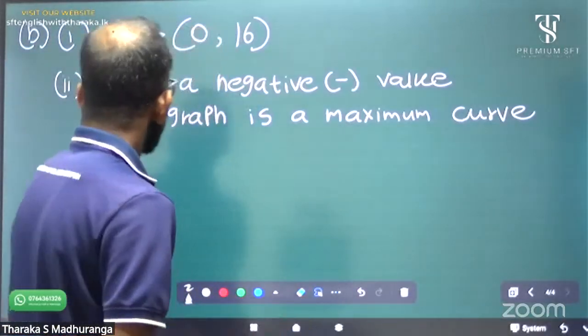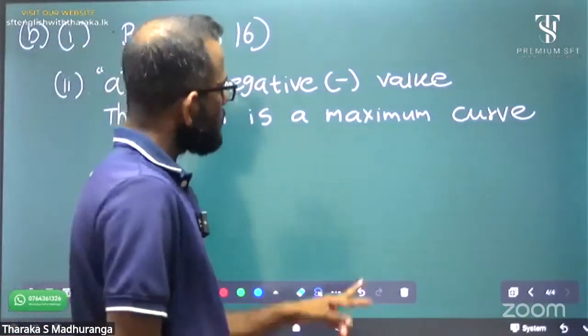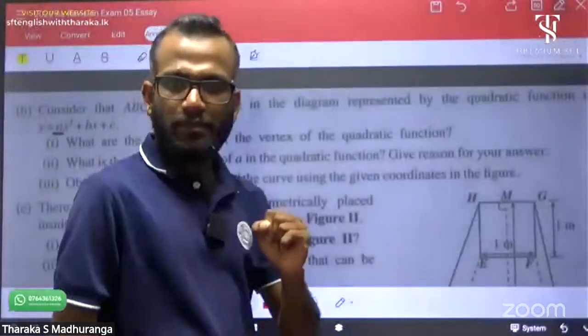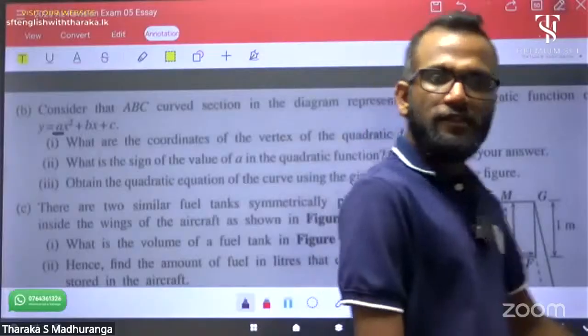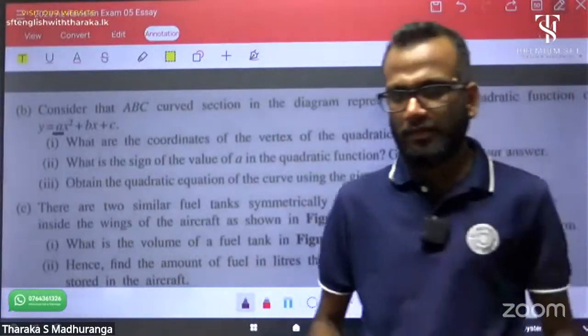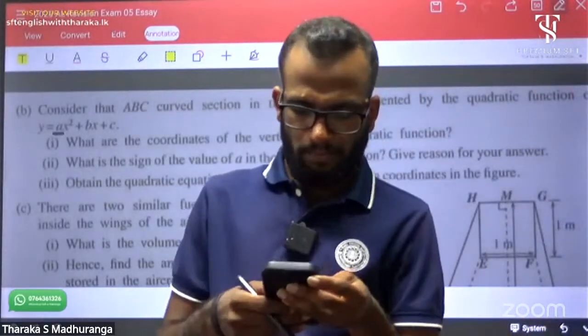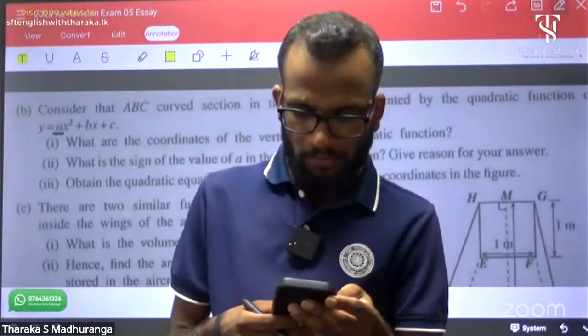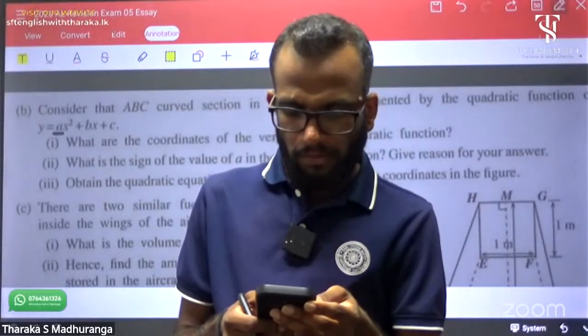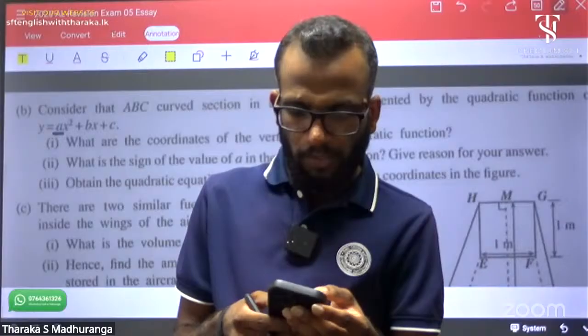Next one. Third one. The third one is the most important part. Who is correct in this equation? I think all are wrong. Anyone correct this one, this third part? Kabir, are you correct?